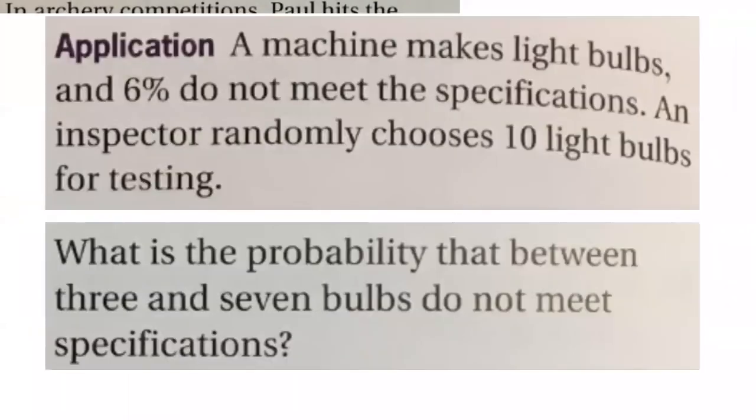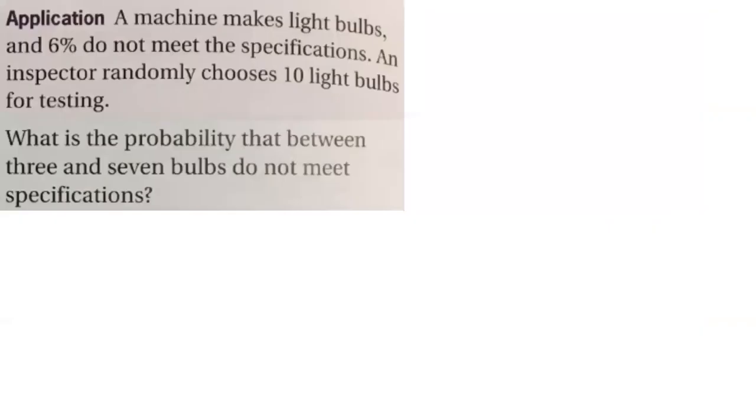No? All right, let's see the next one. A machine makes light bulbs and 6% do not meet the specifications. An inspector randomly chooses 10 light bulbs for testing. What is the probability that between 3 and 7 bulbs do not meet specifications? Again, this question asks you to calculate a probability that x falls within a specific interval, right? Okay, so first of all, what is the random variable here?